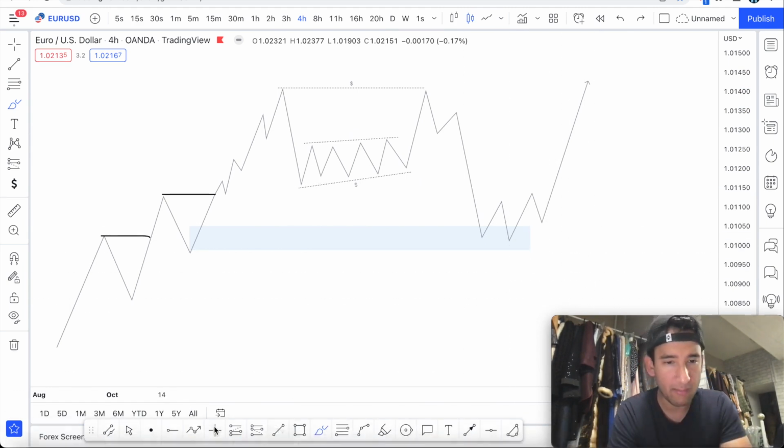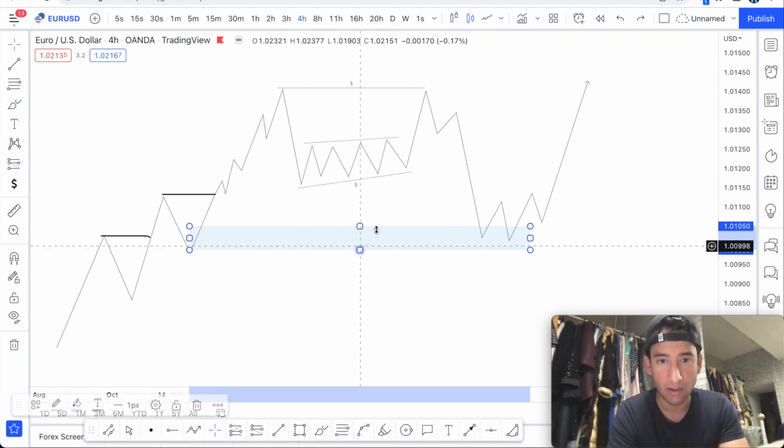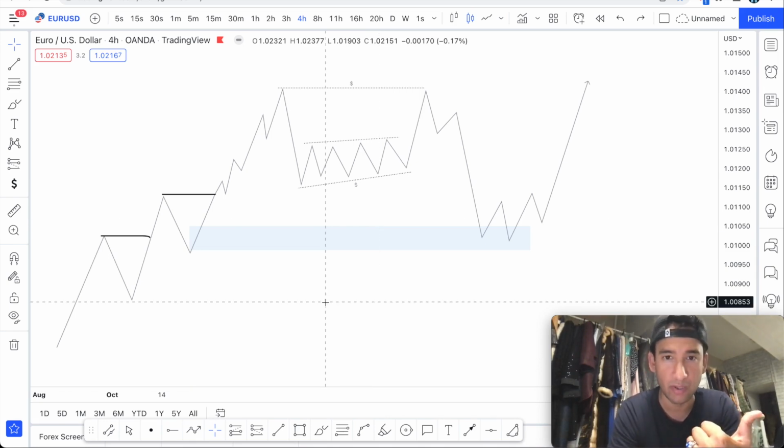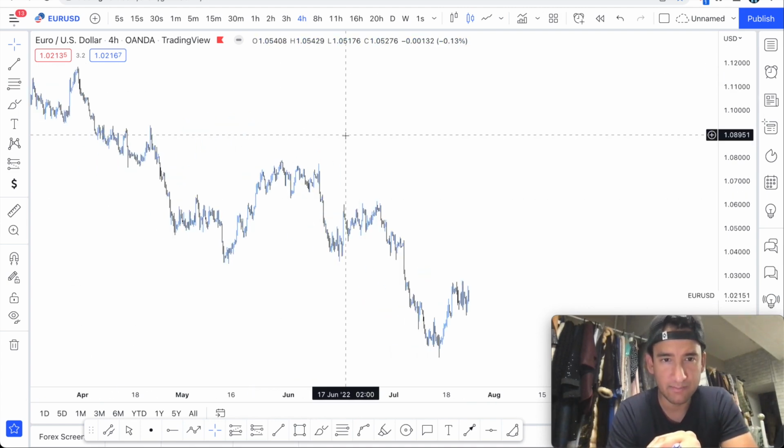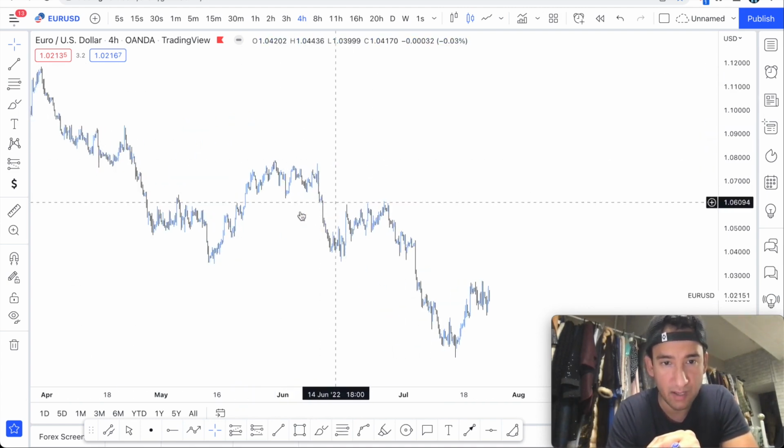So without me blabbering more on this diagram here, let me just go show you quickly, guys, on a live chart example. All right, so here we are on a live chart example here. We're on a 4-hour at this moment. Let's go start from this downtrend over here.